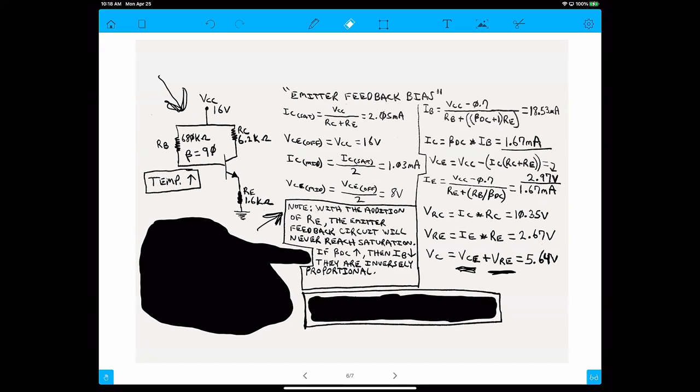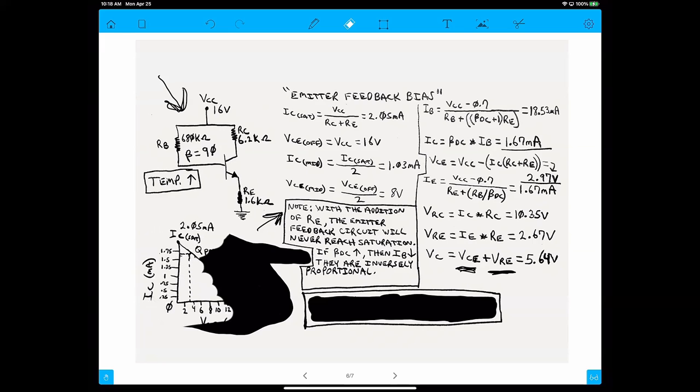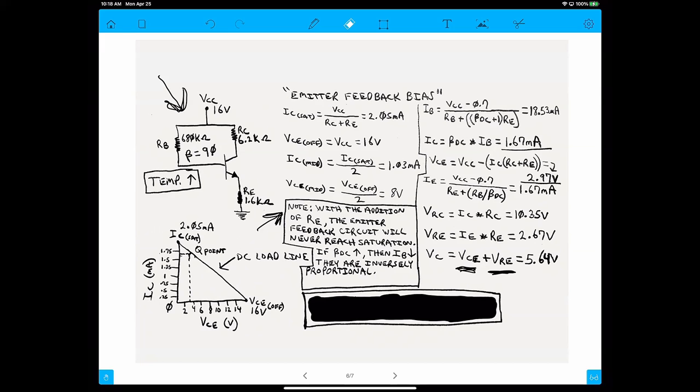Now we need to look at our DC load line. So let's look and see the effects of our DC load line when temperature increases for this type of circuit, the emitter feedback bias. All right, what happened to our DC load line? Can anybody tell me? Looking at the Q point, we have our IC, which in this case was 1.67 milliamps. So that takes it way up here, toward the top for our current. And then that's 1.67. So our IC mid was actually around one. So that increased quite a bit.